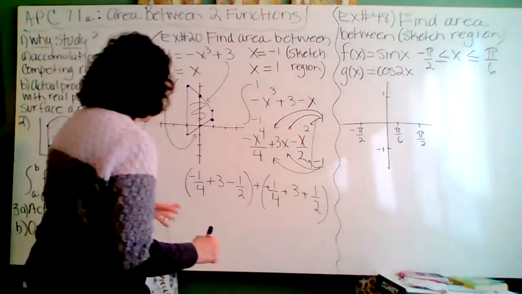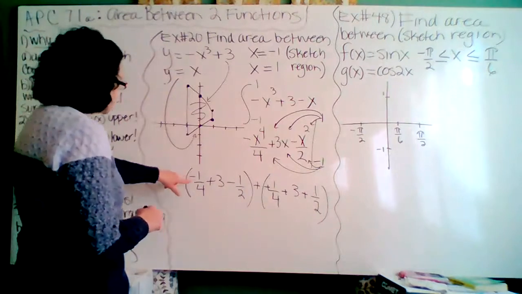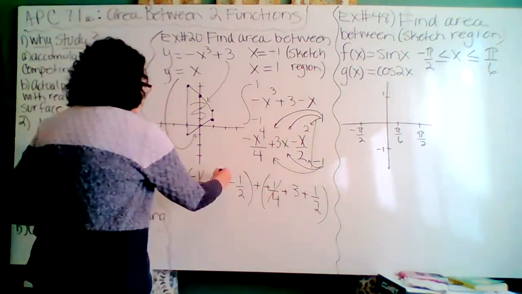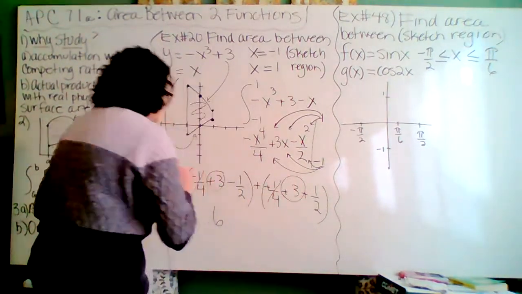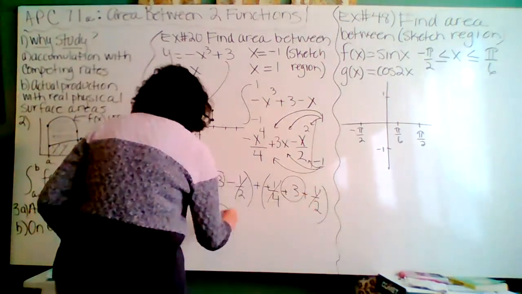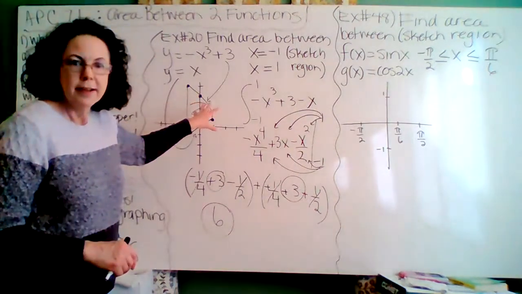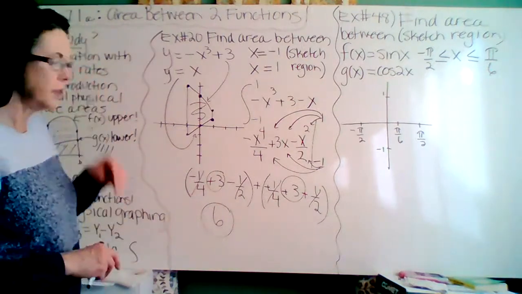I look all the way across. I don't try to just do the math here and here. I collect my like terms. Notice I have a minus 1/4 plus 1/4. Notice I have a plus 3 and a plus 3, and that is 6. Notice I have a minus 1/2 and a plus 1/2, and my area is 6. Literally, if you drew this region on graph paper, you would find you have 6 squares that are filled in.